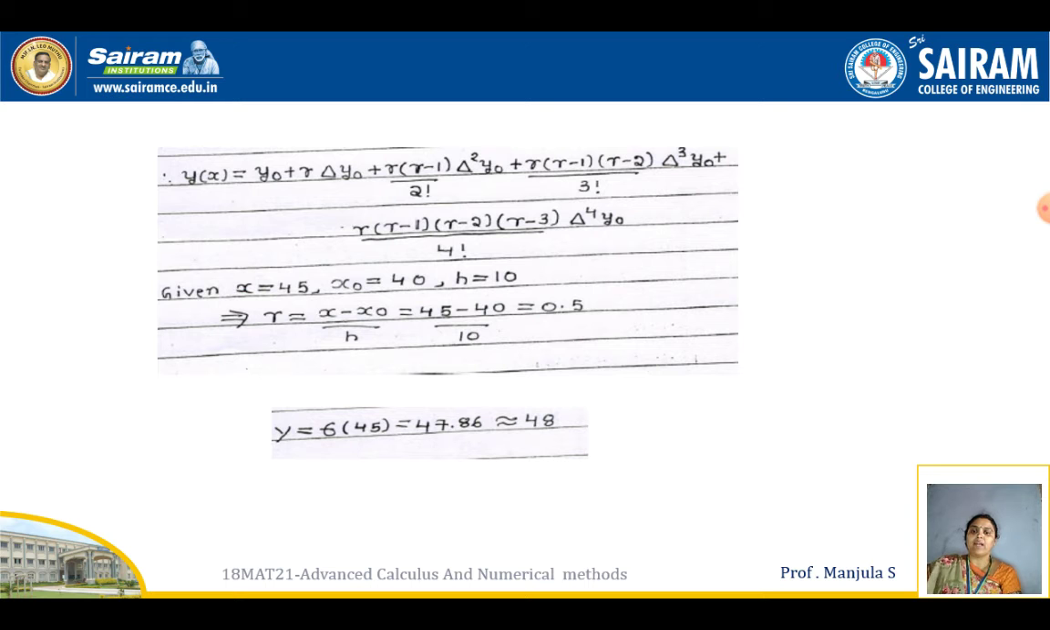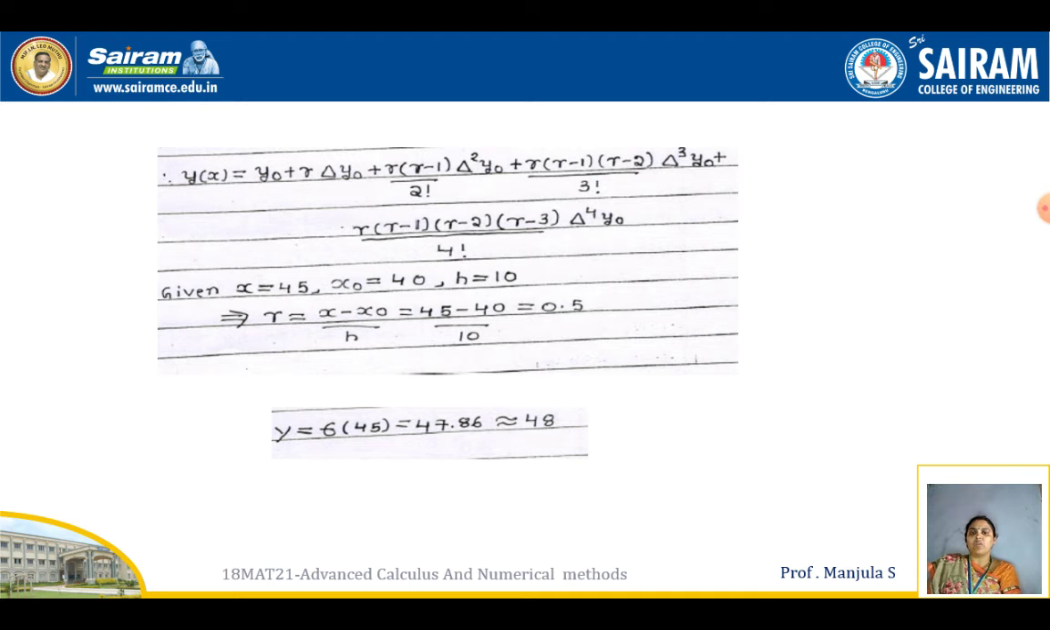Here they gave the value of x as 45, x naught is 40, and h, the difference in x values, is 10. To find the r value we use the formula x minus x naught divided by h. So 45 minus 40, divided by 10. On simplification we get r equals 0.5. So y equals f of 45, and we got that value as 47.86.